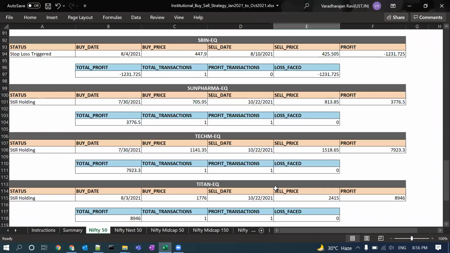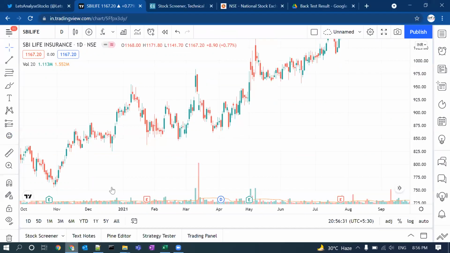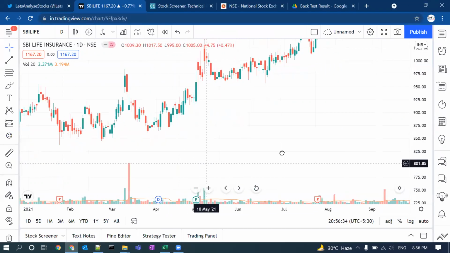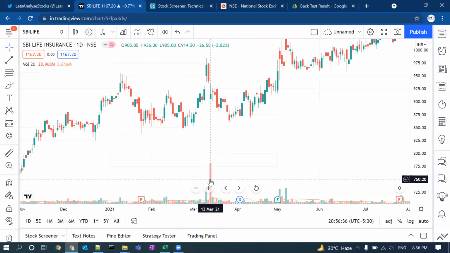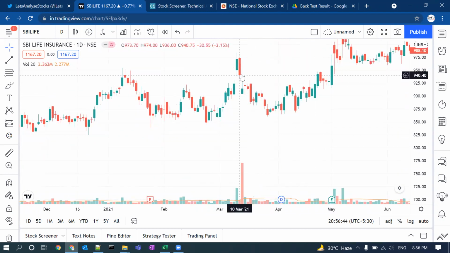Nifty 50. SBI Life had an institutional sell on 12th of March. So you can see on 12th of March, there's a volume spike compared to the normal average volume. That means, and the current market price is lower than the previous day's low, so that means a big institution is selling that particular stock.